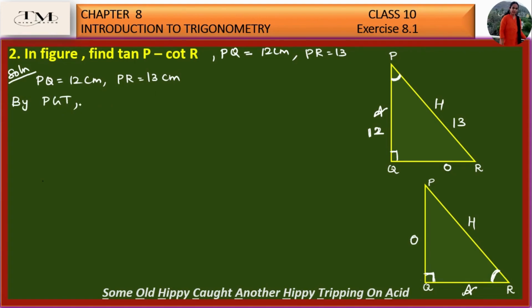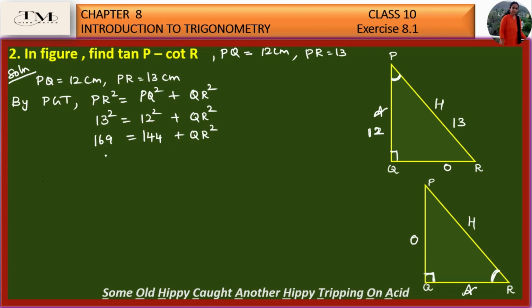It is nothing but hypotenuse square. Who is hypotenuse here? PR square. So PR square equal to sum of remaining two squares, PQ square plus QR square. What is PR? It is 13 square. PQ is 12 square plus QR square. What is 13 square? 169. 12 square is 144 plus QR square.